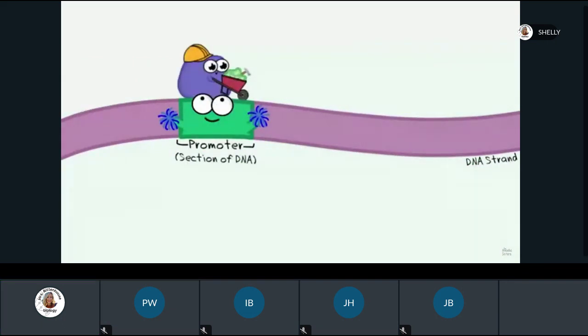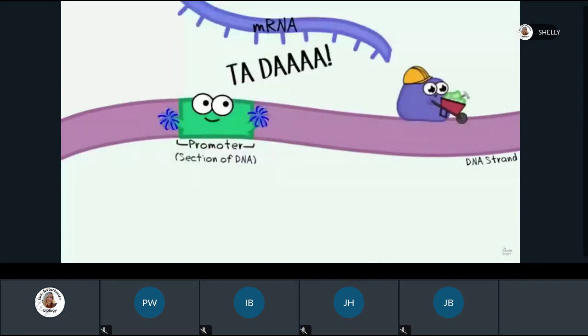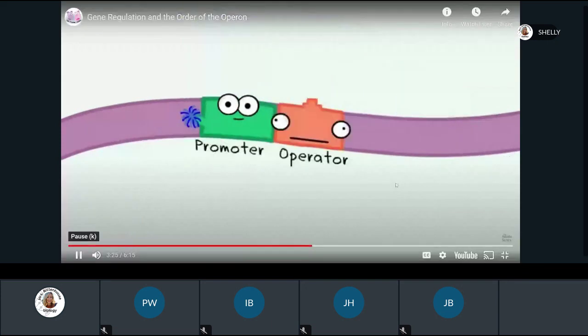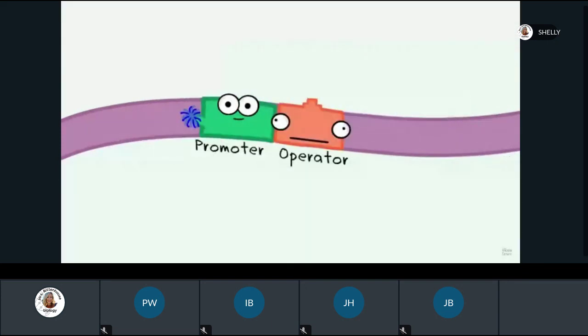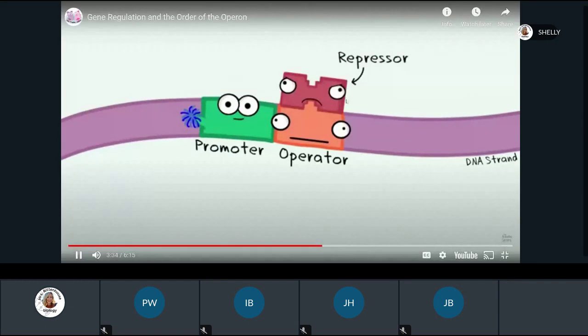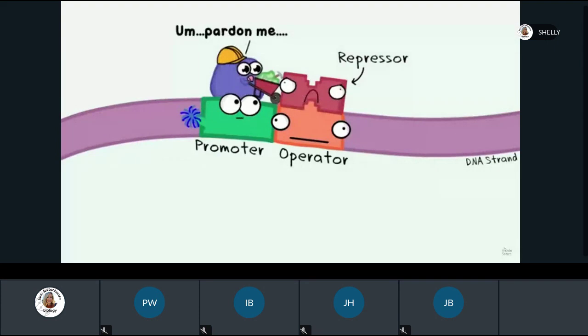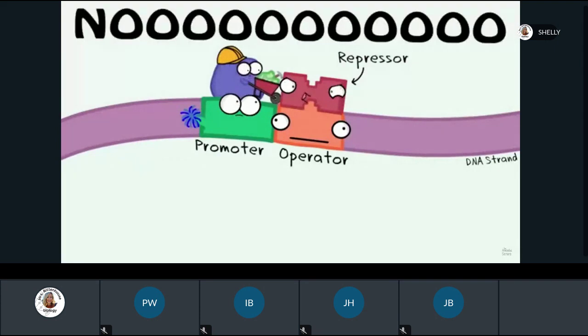So you would think, okay, you got your RNA polymerase, you attach it to a promoter, and boom, you make your mRNA, which eventually will be used to make a protein. But there's this other sequence of DNA called an operator. The operator is a part of the DNA where something called a repressor can bind. The repressor, if bound to the operator, blocks RNA polymerase, and poor RNA polymerase cannot move forward and no mRNA can be made, therefore no proteins.